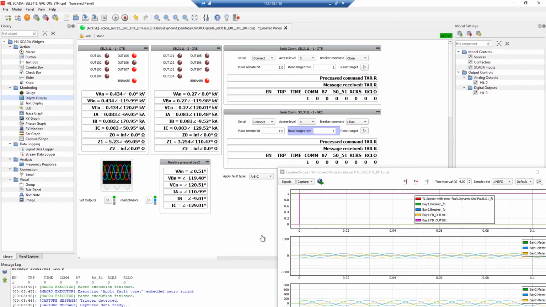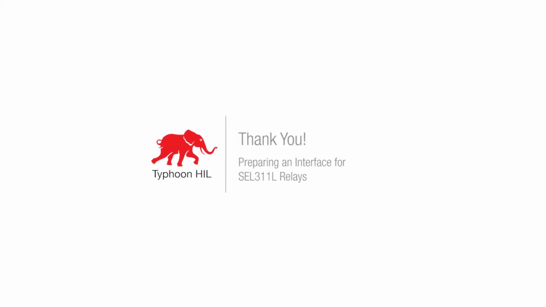So I think this is the demo that we had prepared, and I hope that this was good enough to show possibilities, and this is just the beginning of what you can do and observe when using relays connected to a real-time simulation platform like the one from HIL. Thank you.